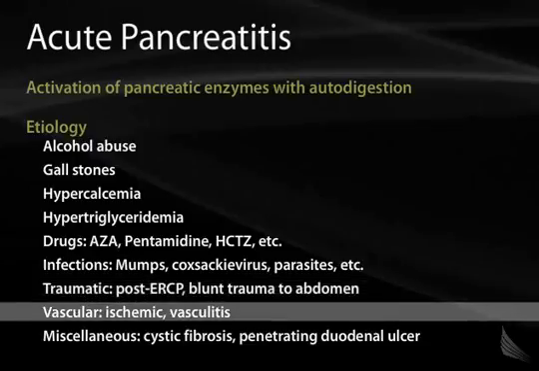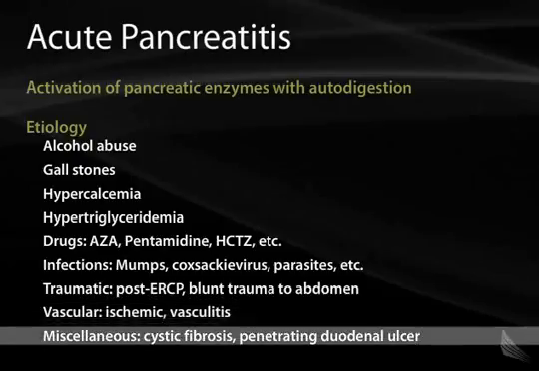There are also vascular causes when there's ischemia of the pancreas for any reason, and this can be seen in vasculitides such as SLE. Miscellaneous causes that are important to remember include cystic fibrosis. A penetrating duodenal ulcer, as we mentioned earlier, can erode into the pancreas and cause acute pancreatitis as well.